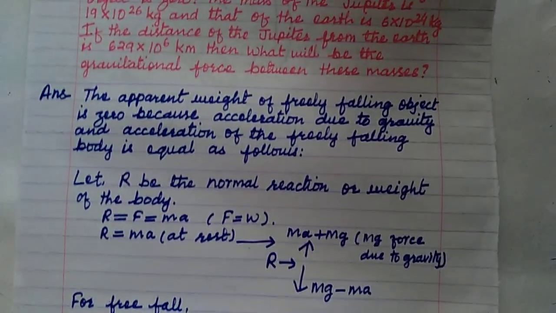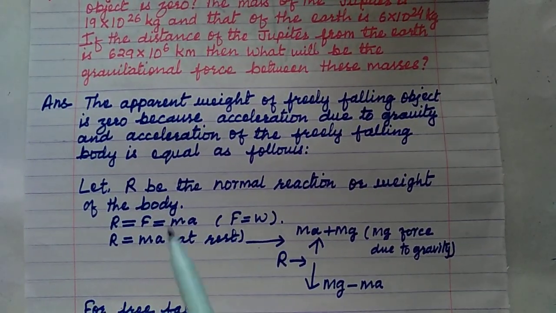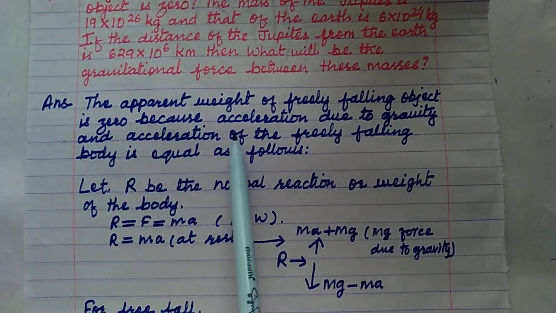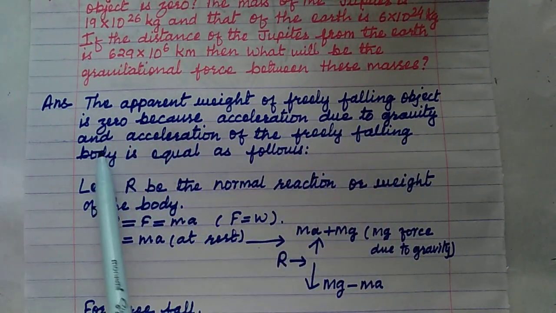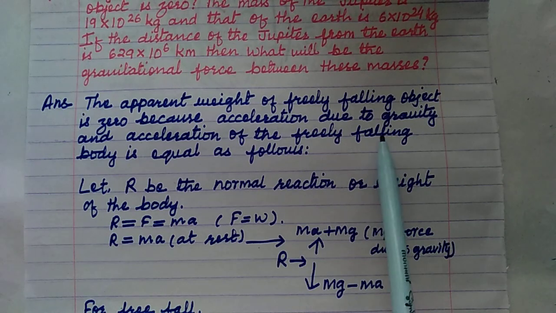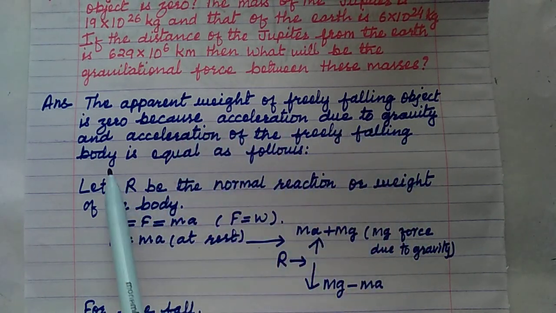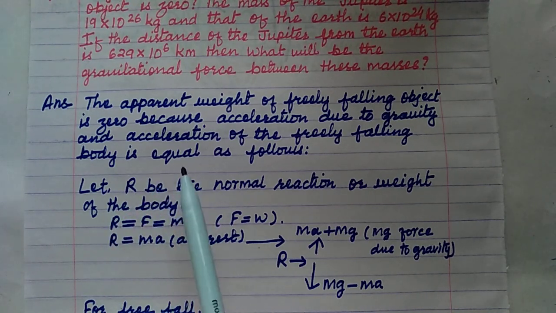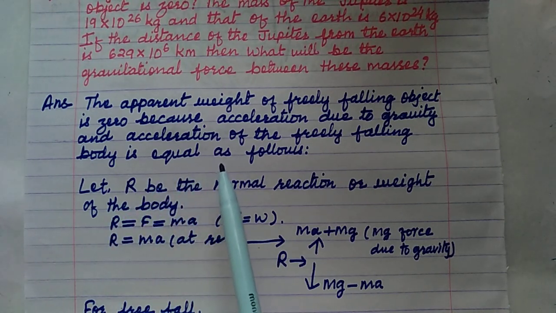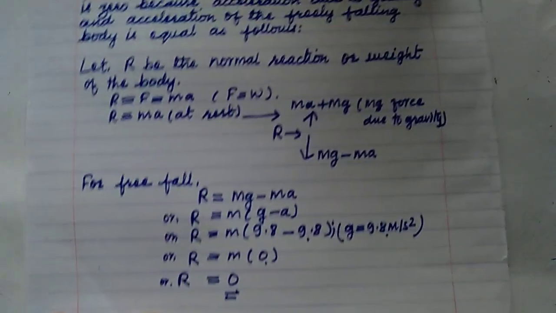Now for your answer, you can write this statement. Apparent weight of a freely falling object is 0 because acceleration due to gravity and acceleration of the freely falling body, acceleration in free fall condition, is equal. These two have the same value. That is why apparent weight is 0. So simply you can write this in your answer.